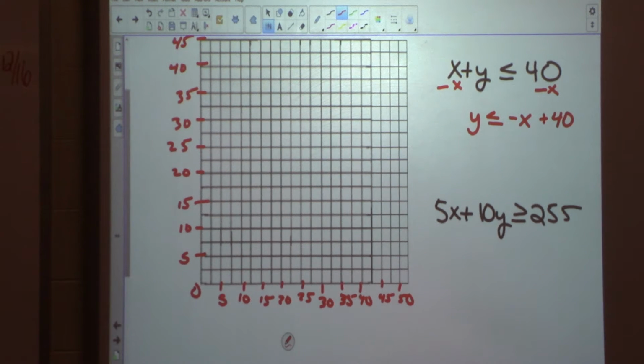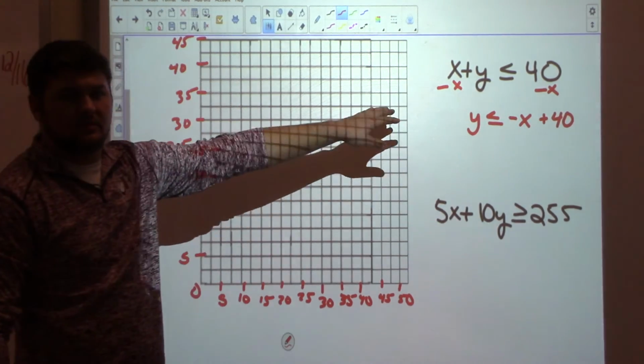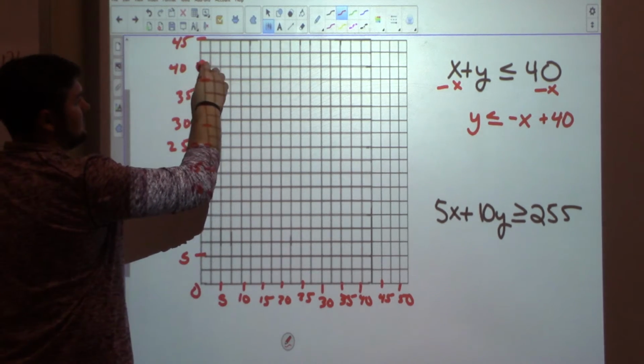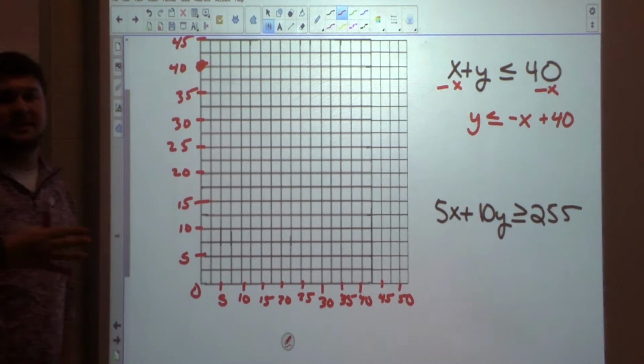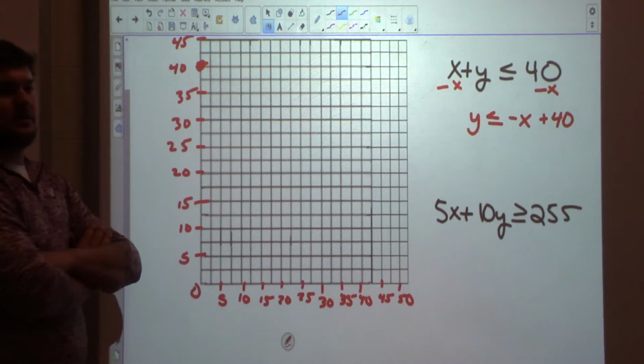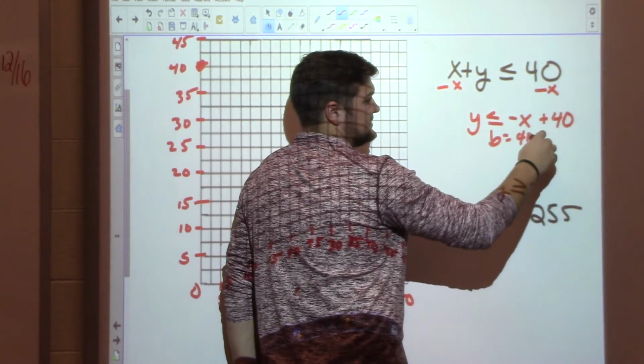Okay. What does that tell me about that first inequality here? The y-intercept's 40. The first graph's going to be red, and I'll do my second one blue. Obviously you might not have the opportunity to do two different colors. But, alright, what does that tell me about my slope? What's my slope?